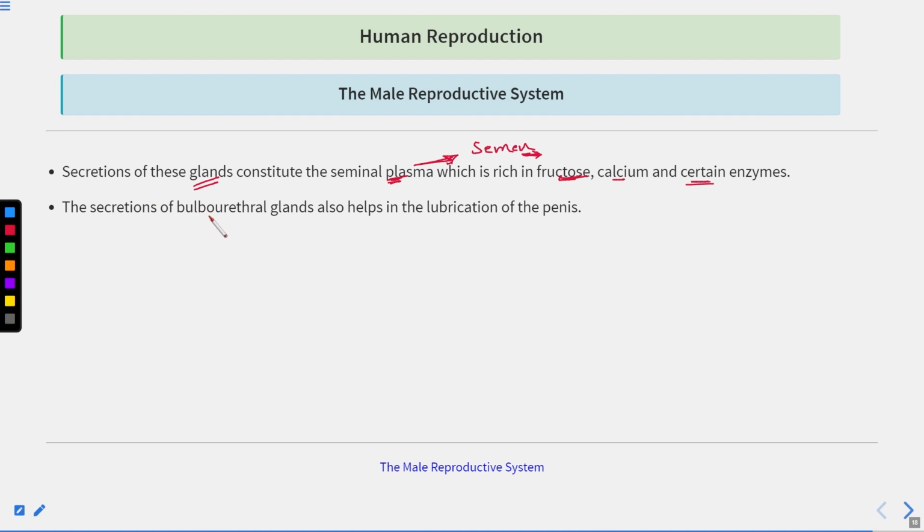Okay, now let's talk about the bulbourethral gland. So the secretion of the bulbourethral gland also helps in the lubrication of the penis. Okay, so lubrication of the penis is very important so that the sperms can easily flow. Clear? So this lubrication of the penis is very important, and this is done by the secretion of the bulbourethral gland. Clear?